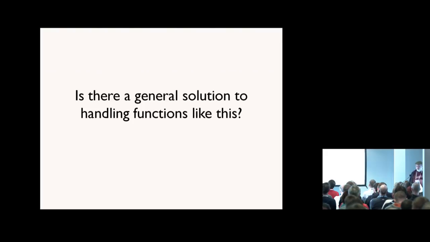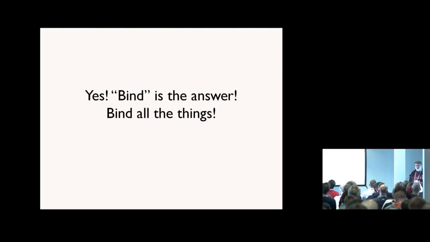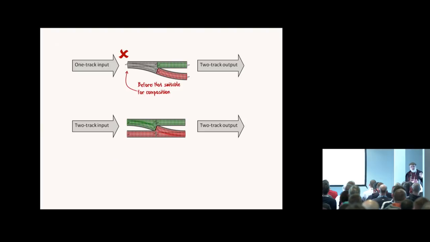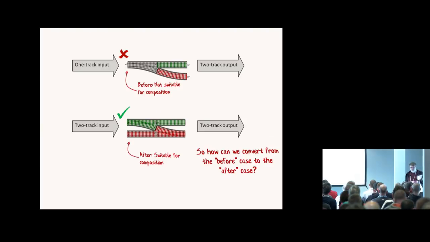Okay, the M word. Is there a general solution to functions like this? Okay, and the answer is yes. It's monads. Monads, the answer to everything. In this particular case, bind is the answer. Bind all the things. Functional programmers like the word bind. They get very excited by that. So this is our general problem. This is not just with FizzBuzz, but we often have a situation where we have one-track input, two-track output, which is not composable. If we could turn it into a two-track input and a two-track output, that is composable. So how do we convert from the before to the after?